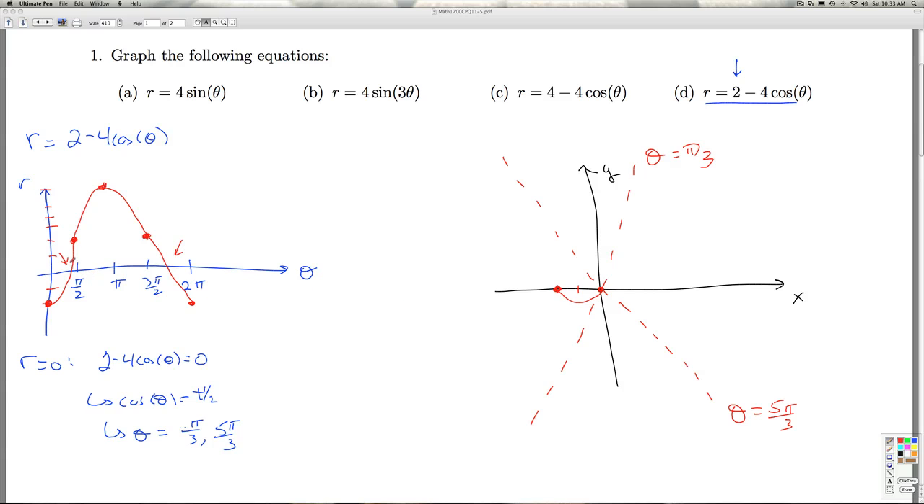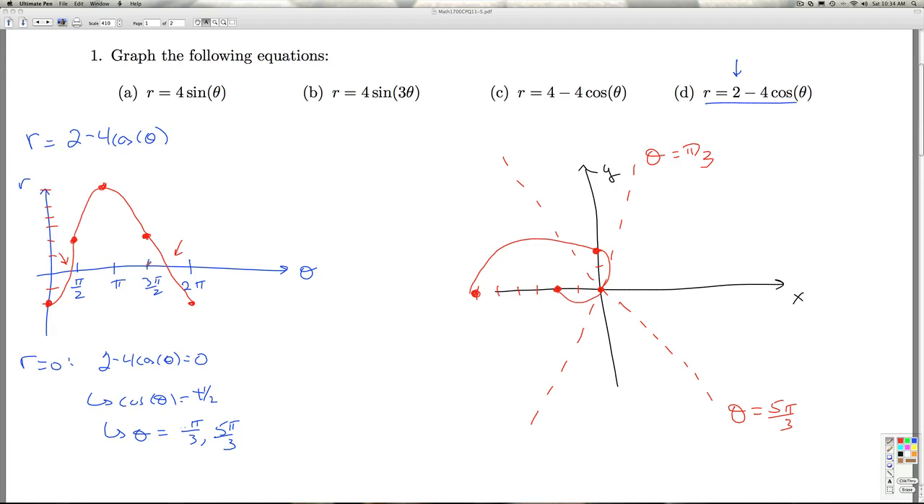Now, from pi over 3 to pi over 2, the r turns positive, and it goes from 0 up to 2. So now, between these two values of theta, as I rotate here, r is positive, and so it comes up to there. Between pi over 2 and pi, the r keeps increasing. It goes from 2 up to 6. So it comes through like that.